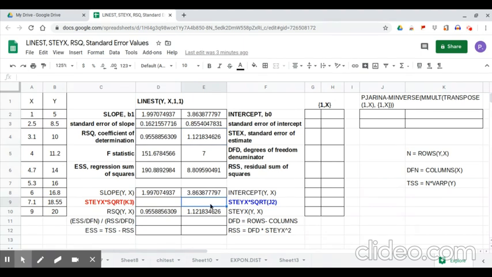Next, we calculate the standard error values of the Y-intercept and the standard error values of the slope. To do that, we will need the Pijorina inverse matrix, where we'll use these diagonal values. We begin with the 1, x matrix, which is equal to array formula of the x values.